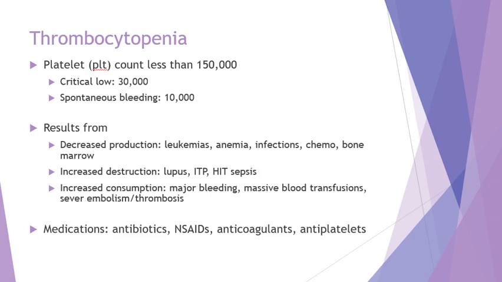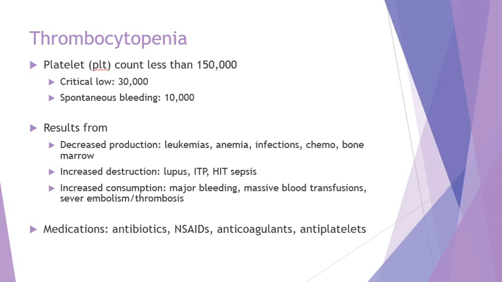Okay, so what I did was just start with some basic information on thrombocytopenia. So we're really looking at the platelet count. I abbreviate that PLT, so when you see that, that's just platelet count. A normal platelet count is 150,000 to 450,000. Sometimes we just drop some of those zeros and say 150 to 450. Anything less than 150,000 is considered a low platelet count. Critical values are at 30,000, and spontaneous bleeding can occur at 10,000, which certainly is very, very low.